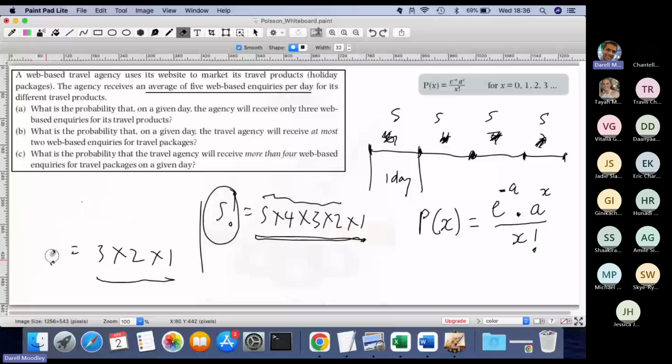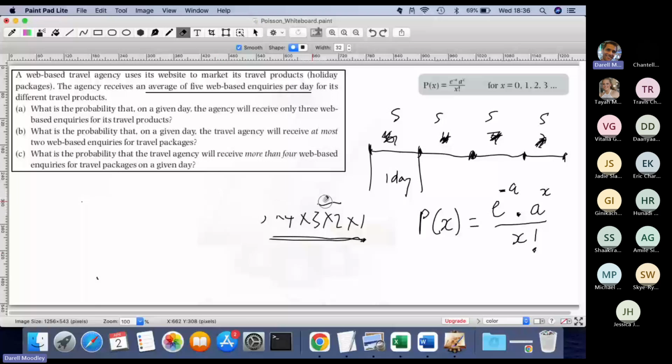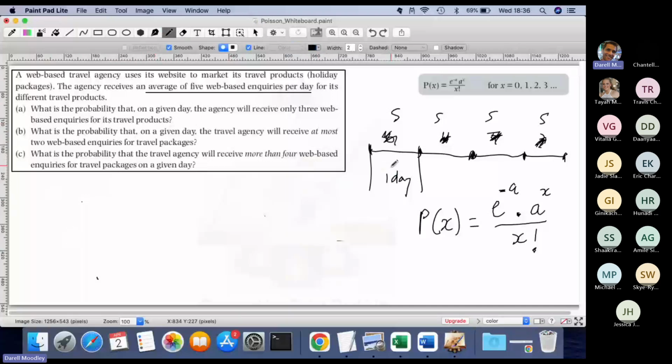Then we'll get to the numerator in a bit. Let's look at the first question. Question A is saying, what is the probability that on any given day, so it could be this day or this day, it doesn't really matter, the agency will receive only 3 web-based inquiries?